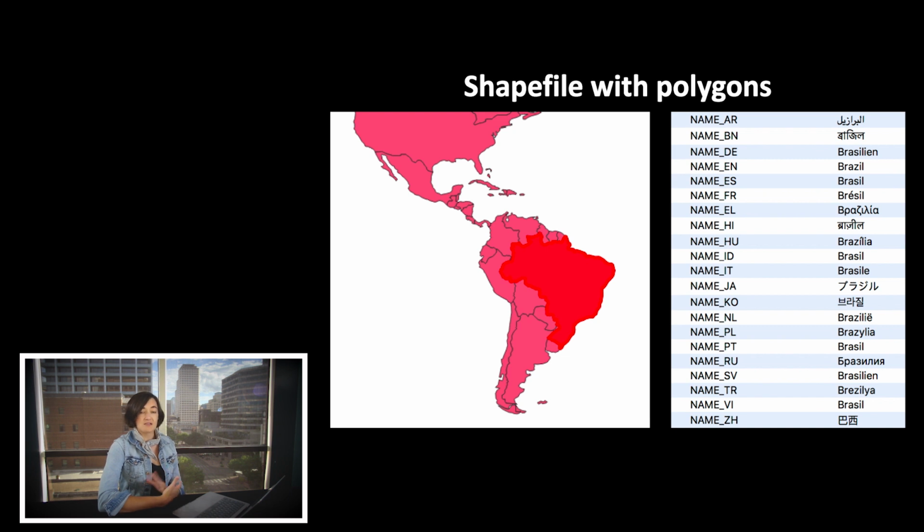Same thing here. If we select one of these polygons for more information on its attributes, it doesn't have a long list of coordinates. With shapefiles, these are baked into another part of the file. It does have the name of the country, Brazil, here spelled out in a bunch of different languages.